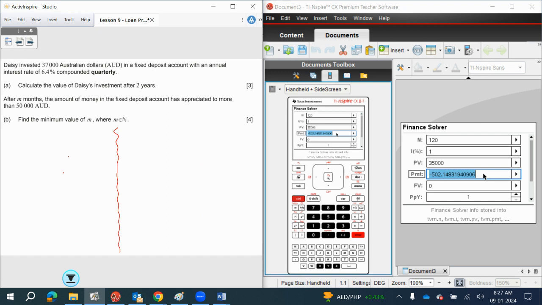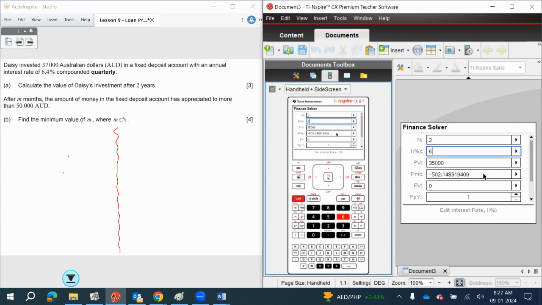So Daisy invests 37,000 Australian dollars in a fixed deposit account with an annual interest rate of 6.4%, compounded quarterly. Calculate the value of Daisy's investment after 2 years. So how many payments? What's the monthly payment? 0. There is no payment. So when you're not making regular payments, your N is your years. So how many years is this? 2 years.